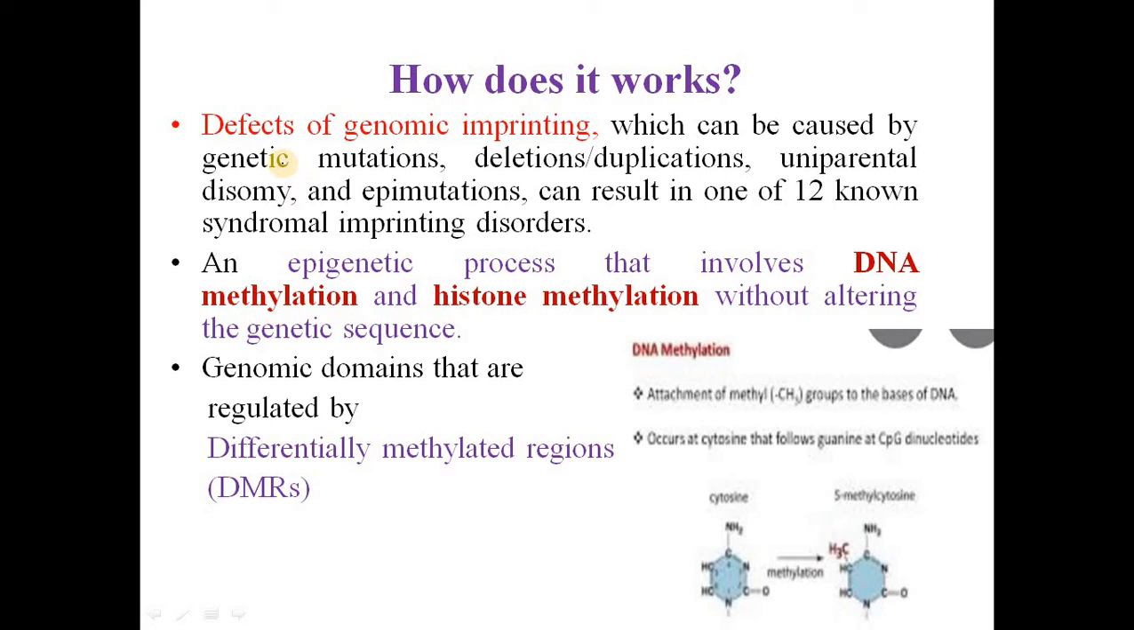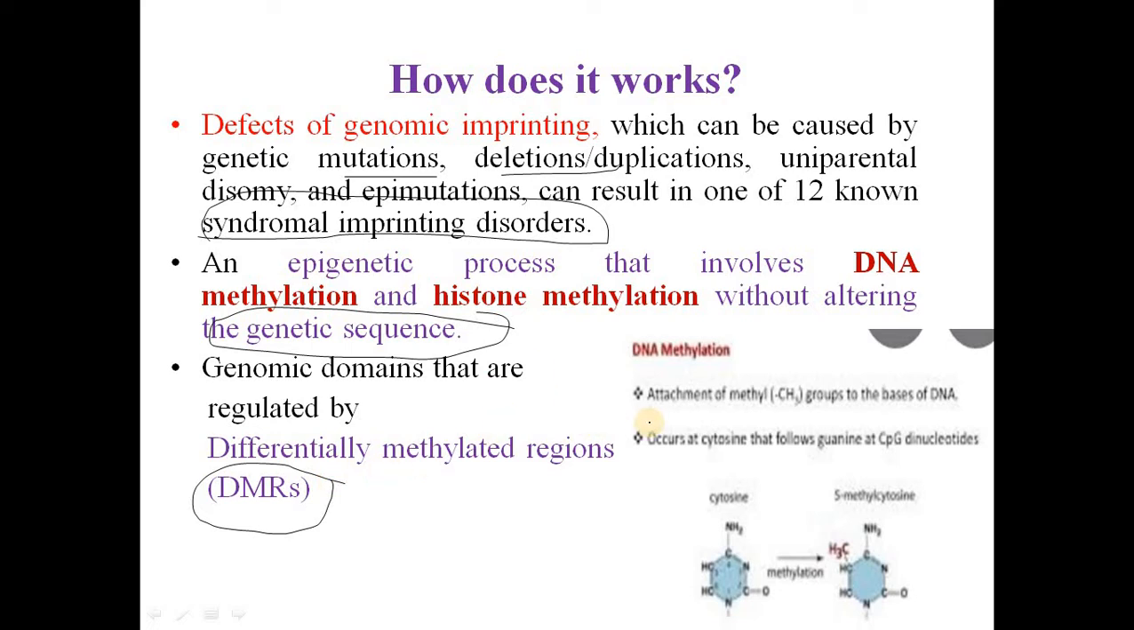Defects in genomic imprinting are caused by mutation, deletion, duplication, uniparental disomy, or epimutations, and they result in some syndromal imprinting disorders. This imprinting involves DNA methylation as well as histone methylation without altering the genetic sequence. And in this process, the genomic domains are regulated by differentially methylated regions, that is the DMRs.